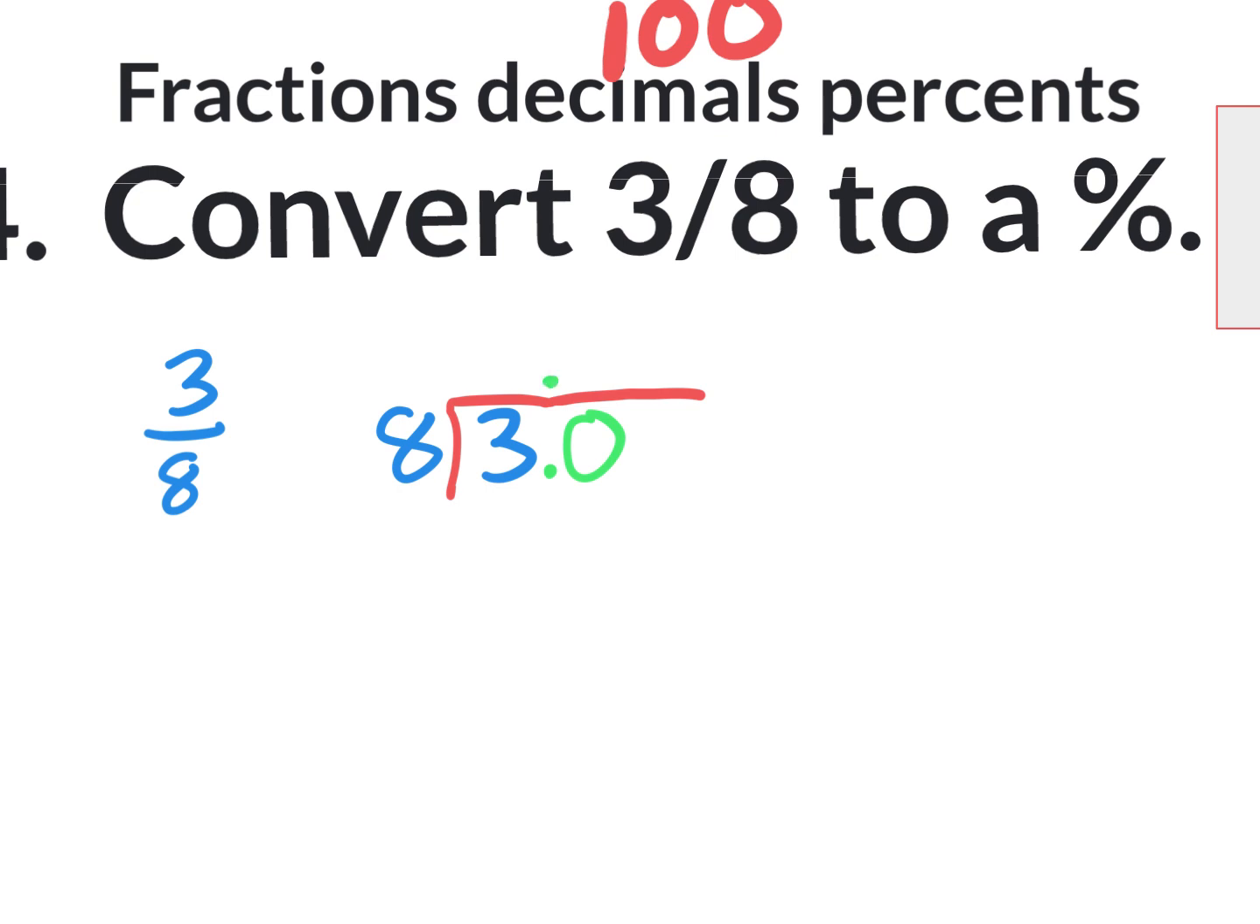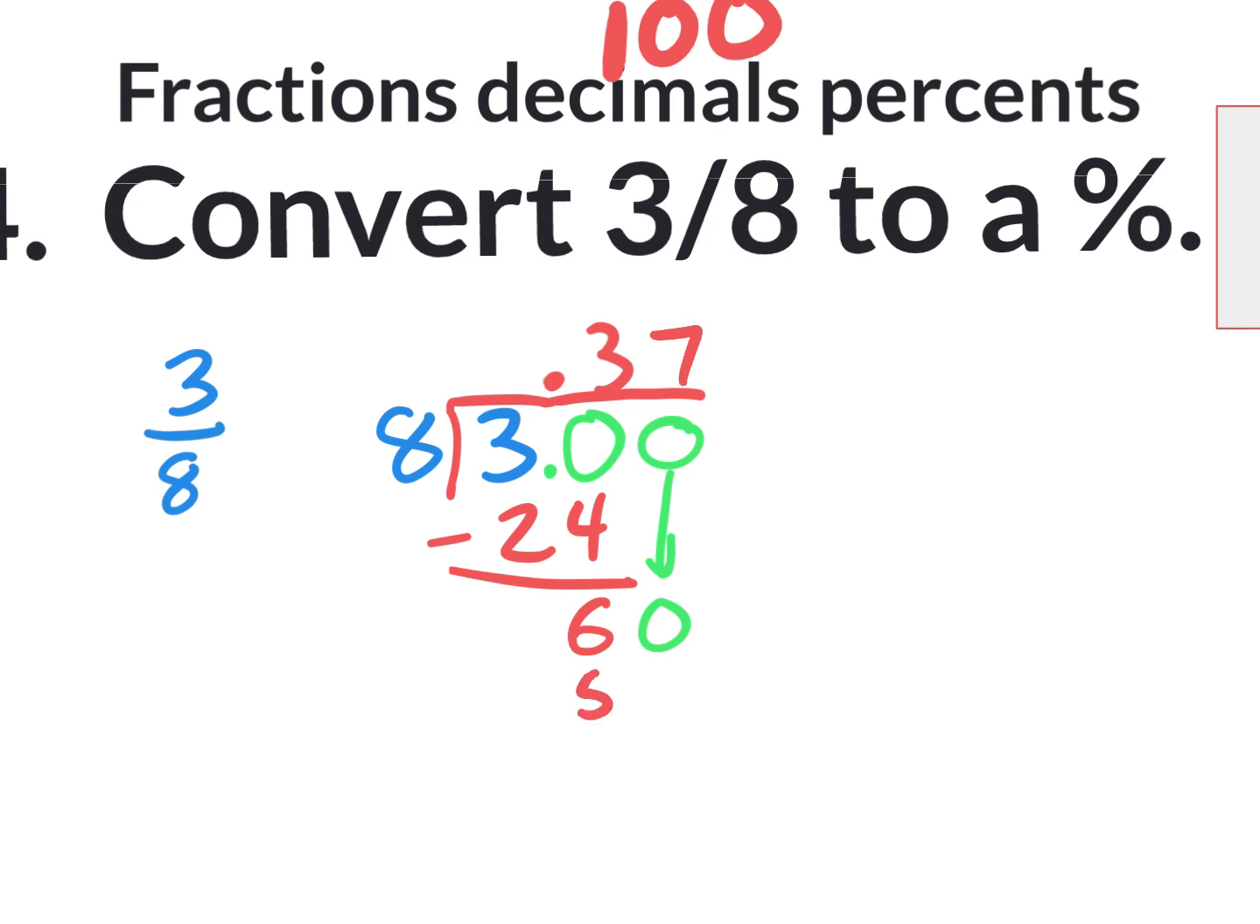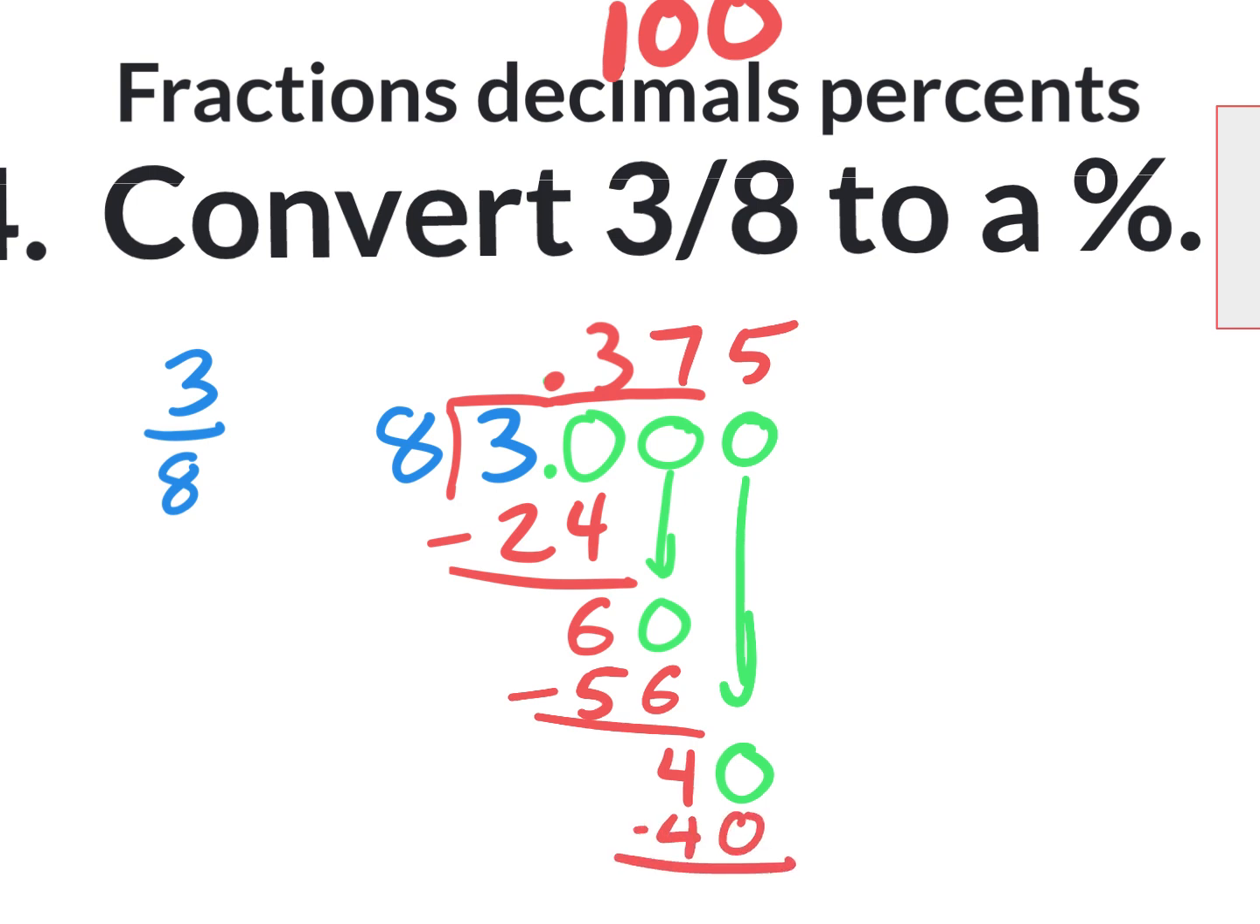So 8 times 3 is 24. So I have a 0.3 so far. That's 24. You're going to subtract, you're going to have a 6 left over, and then again we add a 0 and drop a 0. And then we got 8 times what gets us close to 60 without going over. 8 times 7 is 56. And when you subtract that, you'll have a 4 left over, and again add a 0, drop a 0. And 8 times 5 will get us that 40. And of course right there, the remainder 0, we are done.